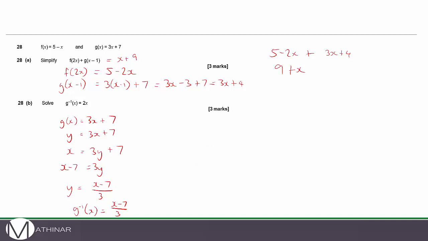Now we need to make g to the minus 1 of x equal to 2x. So g to the minus 1 of x is x minus 7 over 3. We make that equal to 2x, and we have an equation which we now need to solve. So we can multiply both sides by 3, giving us x minus 7 equals 6x. And then we can take the x to this side. So this is currently a plus x, so when we bring it over to this side, it will be a minus x. So 6x minus x is 5x. Therefore, x is minus 7 divided by 5.